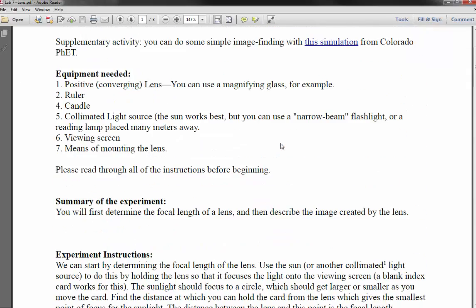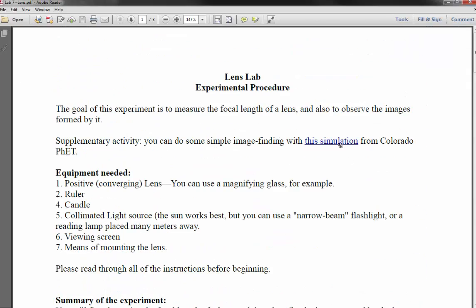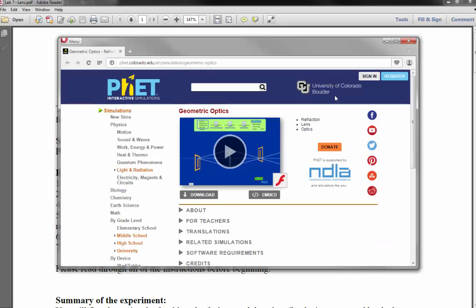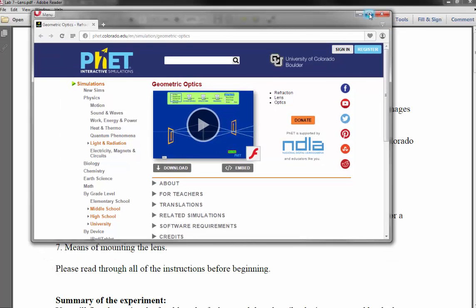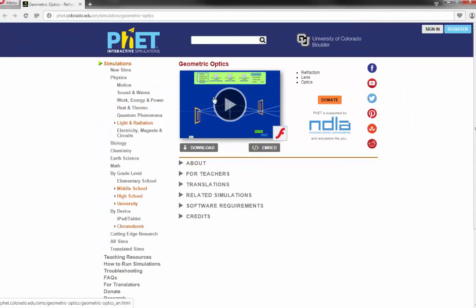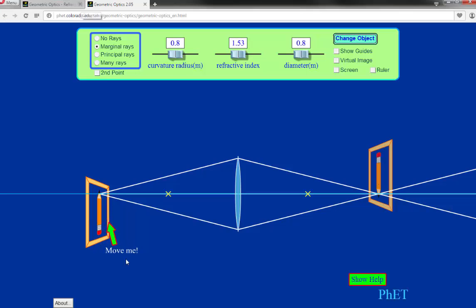So to guide you through this, I wanted to make use of this simulation that the Colorado Physics Education team put together. This simulation is called Geometric Optics, and clicking the simulation launches this link. Basically, we're going to click the play button because that's going to open this thing up. It says move me. So this right here actually represents the object. This right here actually represents the image.